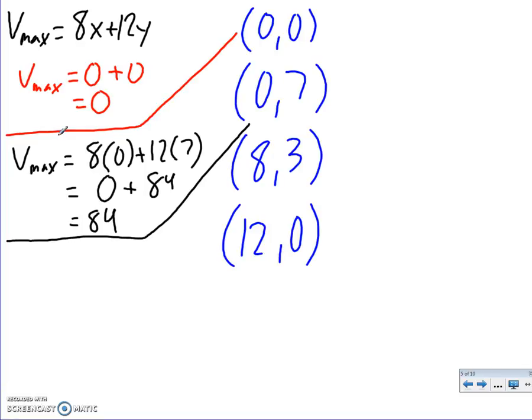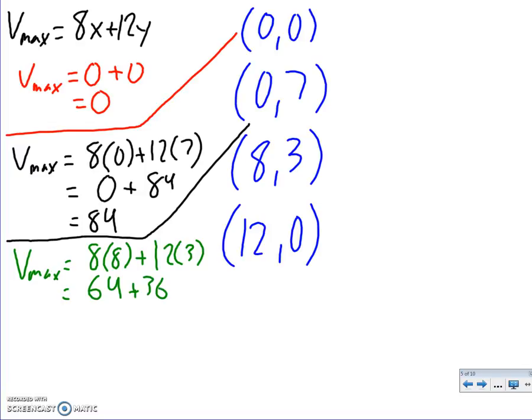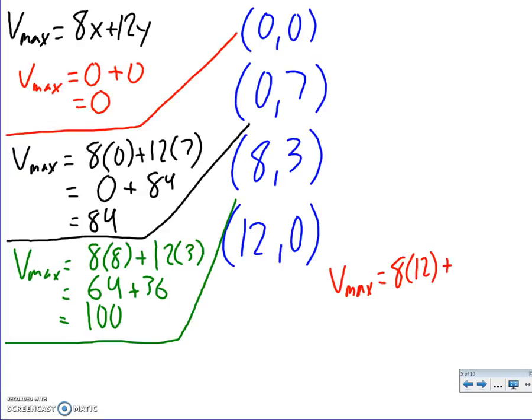I'll try the next one, 8, 3: 8 times 8 plus 12 times 3. Well, that's 64 plus 36. That is 100. That's even better than 84. In this last one, I'll go over here on the side. Volume max would be 8 times 12 plus 12 times 0. That's 96 plus 0. That's 96.